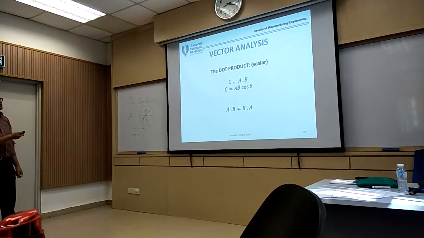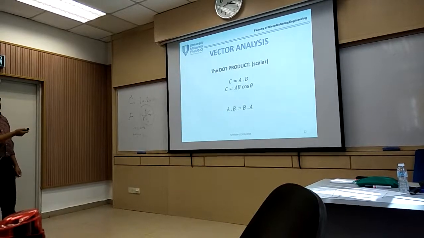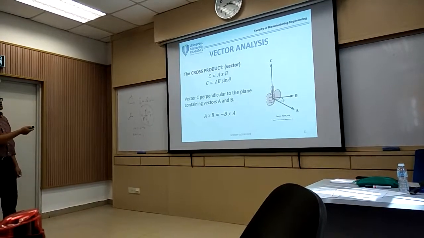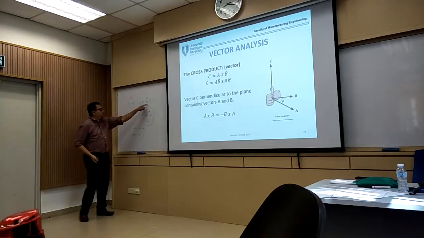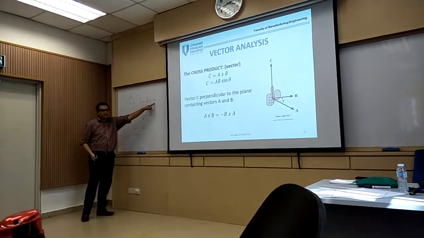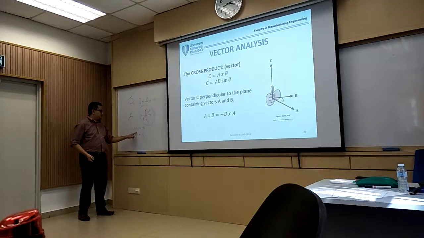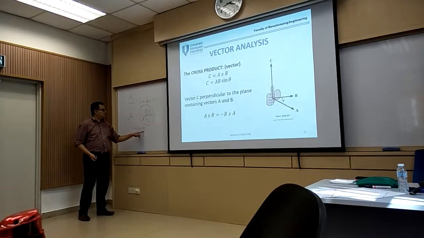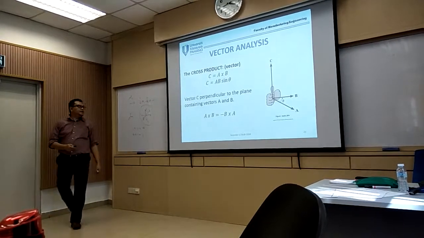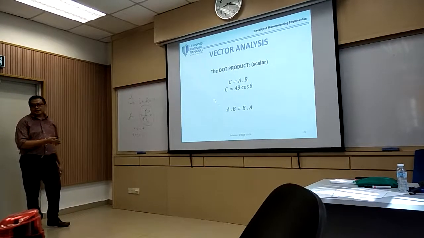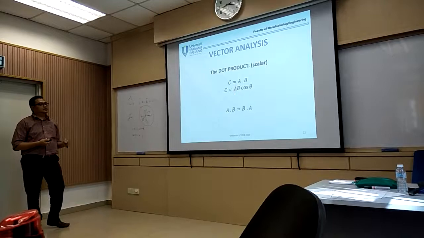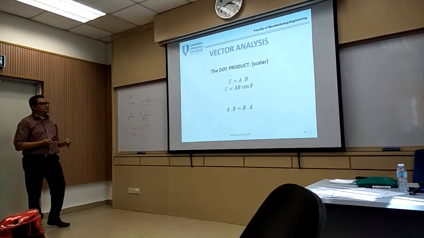Then we also have the dot product. The cross product of vectors gives a vector, so the result will be a vector again. If we cross product vectors, we get another vector. If we do the dot product, then the result will be a scalar. There's no direction.